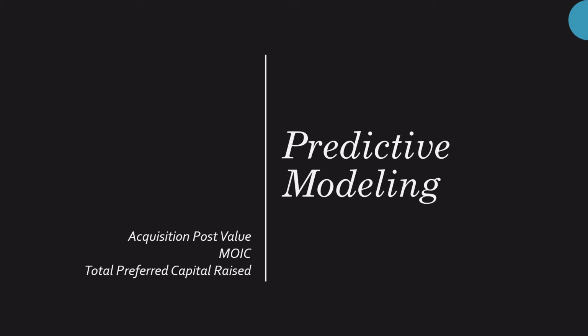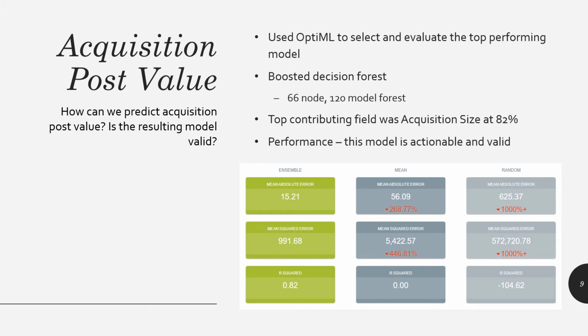Next, we'll look at a few predictive modeling scenarios that were made for acquisition post-value, MOIC, and total preferred capital raised. First, we'll look at acquisition post-value. For all three of these models, the OptiML function in BigML was used to generate the best models, and the top model was selected for evaluation. With the target variable of acquisition post-value, the top model was a boosted decision forest. The model relied heavily on the acquisition size variable, with that field contributing to 82% of the model.